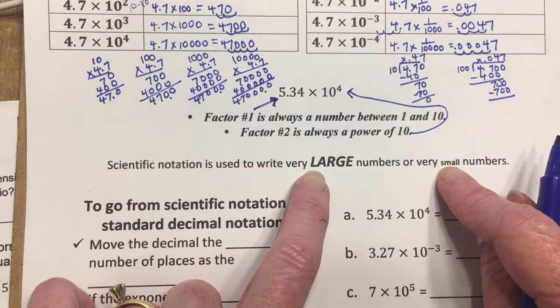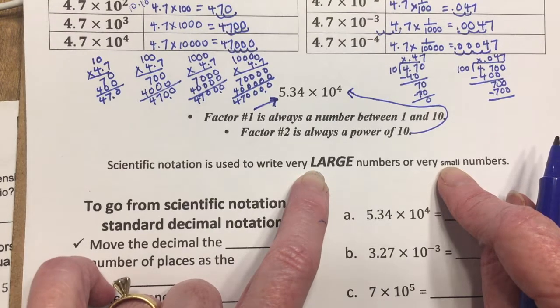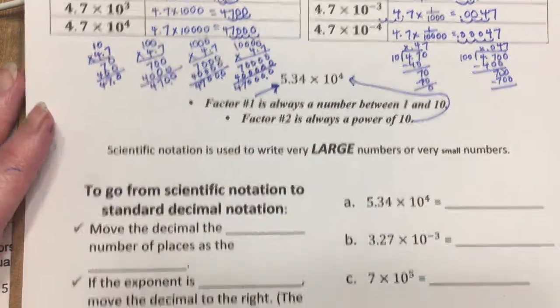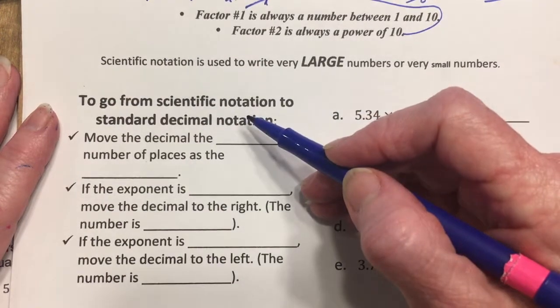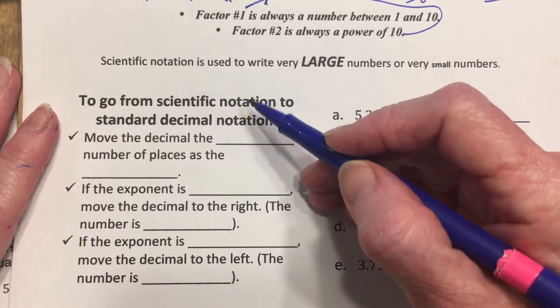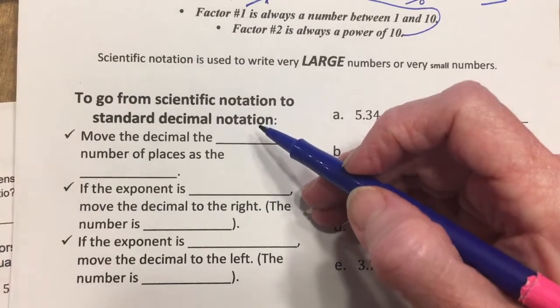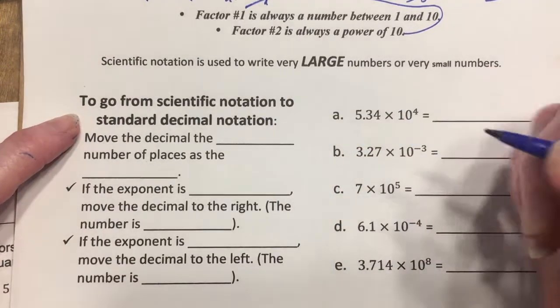We have to write very, very big numbers when you're talking about how many miles it is from here to outer space. That's a huge number. And when you're talking about how infinitely small an atom is, that's a super, super tiny amount. All right, so you're going to be practicing today going from scientific notation to standard decimal notation. That's just putting it in a regular number. And then also going the opposite. I'm going to show you both ways to do that.